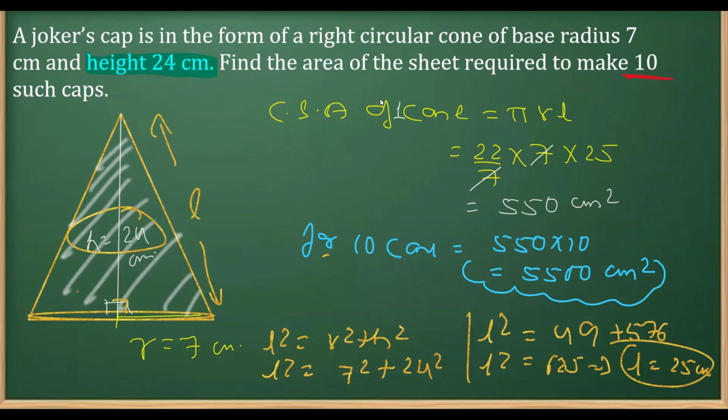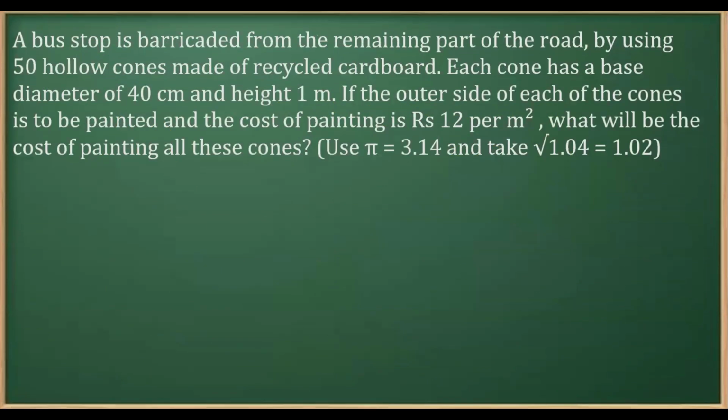So we say that this should be our final answer for this. Now in the third question, it says a bus stop is barricaded from the remaining part of the road by using 50 hollow cones made up of recycled cardboard. Okay, so there are 50 hollow cones. This is what we have to keep in mind. 50 hollow cones are there.